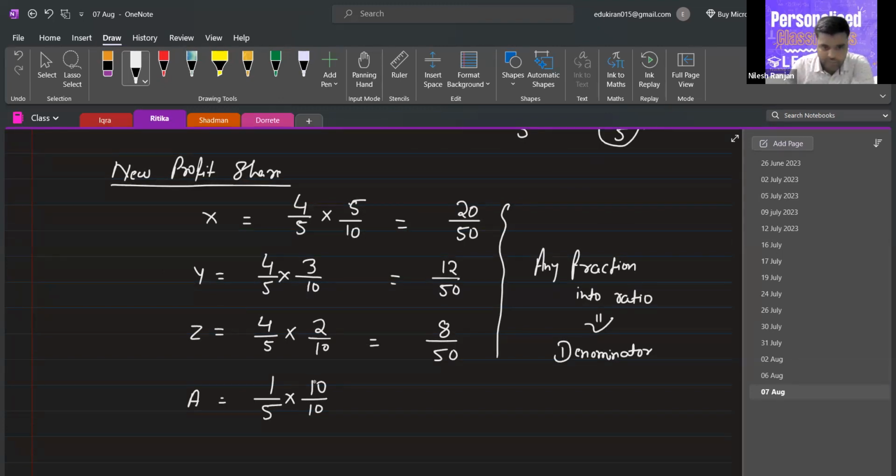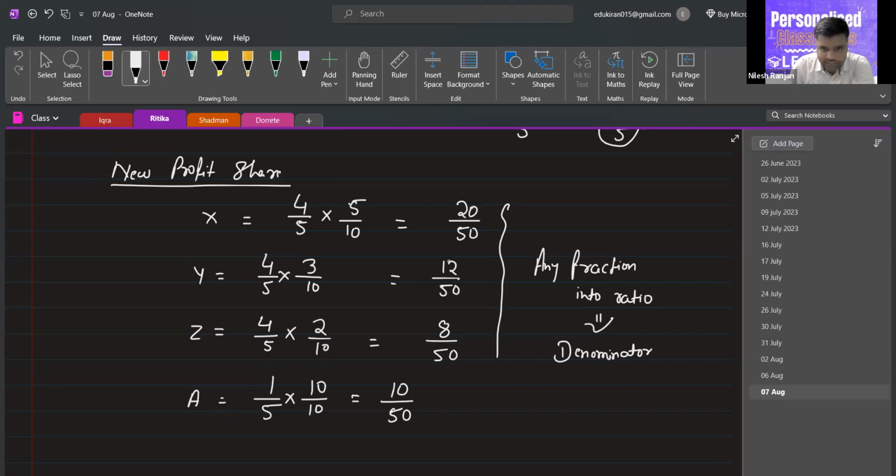And about this 10 by 10, why are we multiplying this? Because the denominator should be equal. We have to make the denominator equal with the rest of them. So 10 by 50. Now, if you see 10 by 50, it can also become 1 by 5 again if we cut these. So there is no change in his ratio, but we have to make our denominator equal to the rest of them. That's why we have multiplied with 10 by 10. Is this clear?